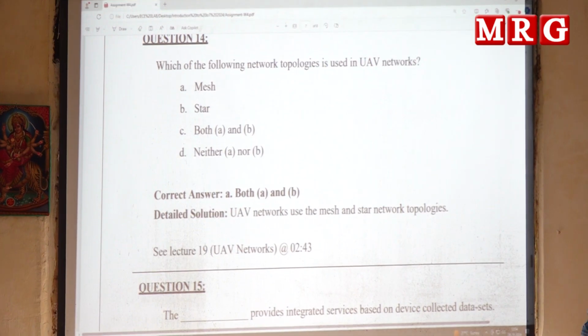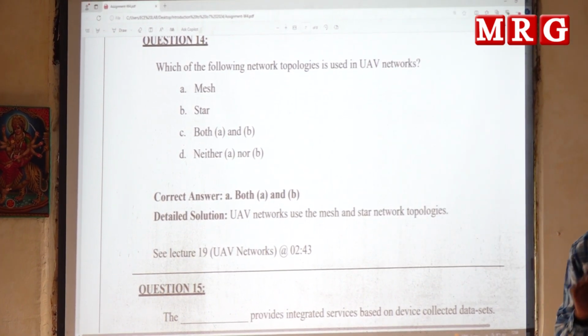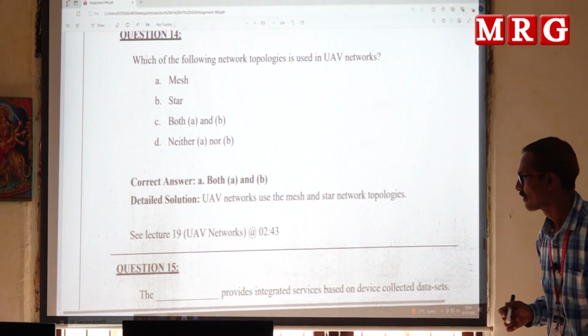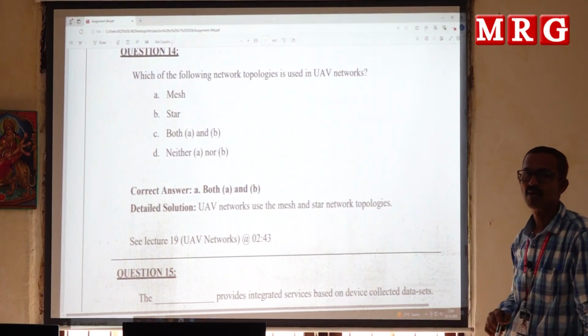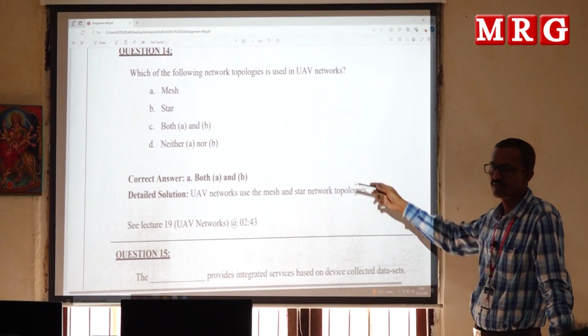What is the topology I told, no? What type of topologies are required? Here he asks, in UAV networks what is the topology? Mesh and star, just remember this. Mesh and star topologies. Tree and bus are not there. Mesh and star. Next. So the answer is both.